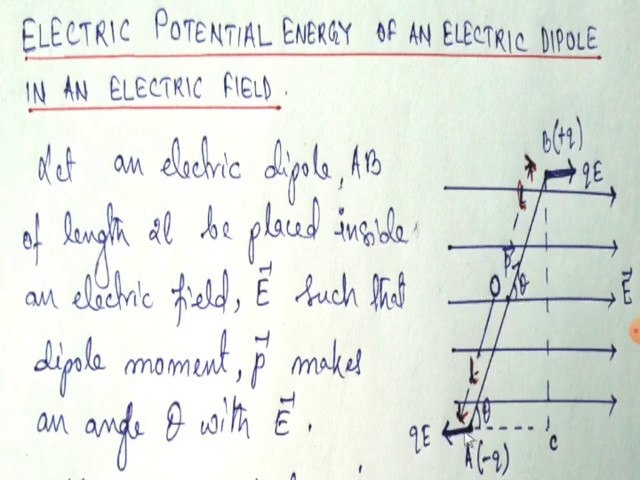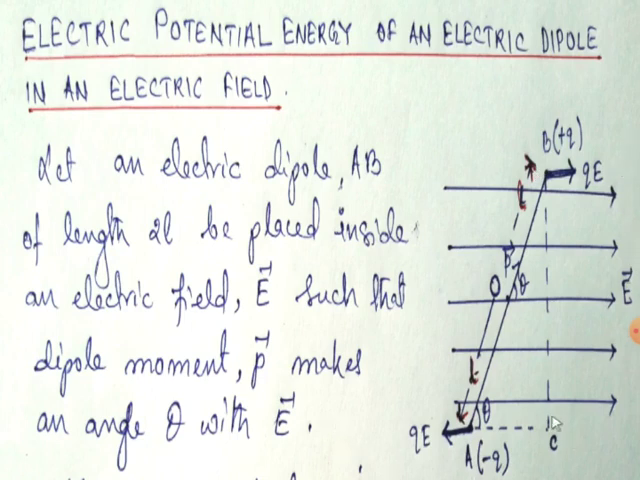This uniform field can be assumed as one positive plate somewhere here on the left side, and another negative plate somewhere here on the right side. So the electric field will be from the left side positive plate toward the right side negative plate, and it will be uniform. So you can think of it in that way. Then the negative charge will be attracted toward the positive plate, and the positive charge will be attracted toward the negative plate.